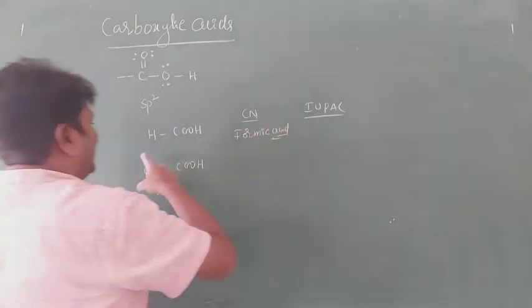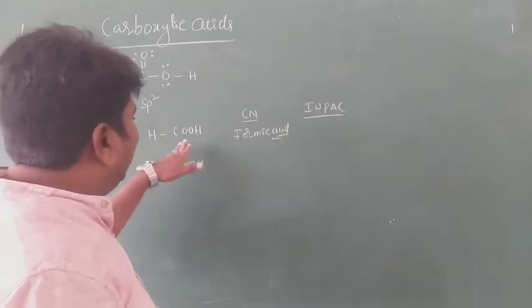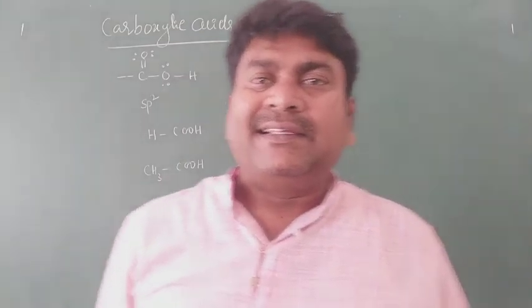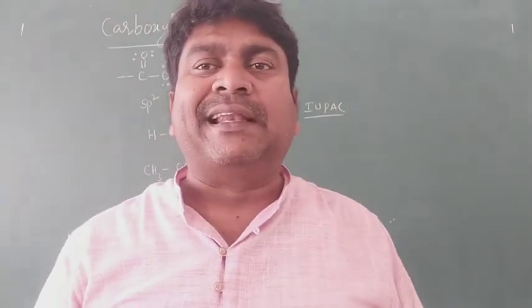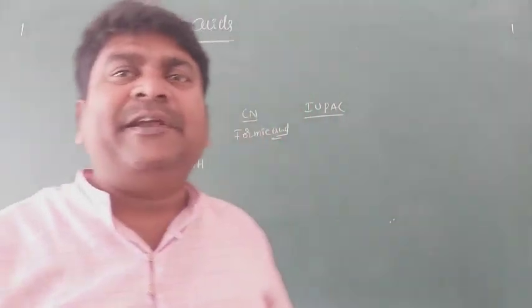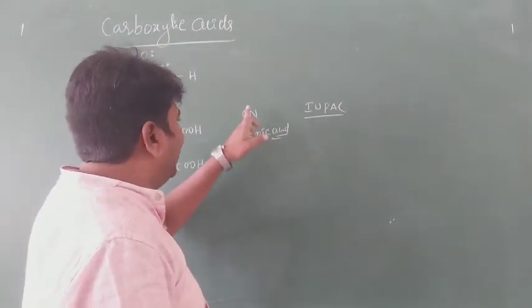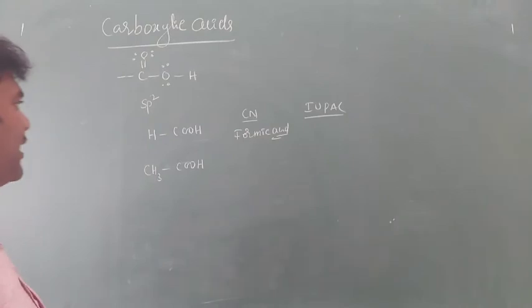In Latin, formicus means red ants. It is obtained from red ants. That's why it is called formic acid. Its common name is formic acid.